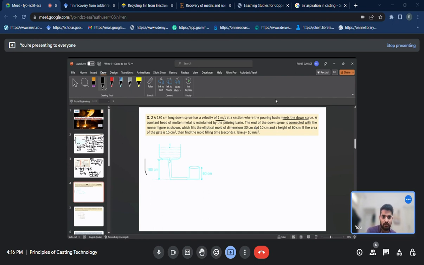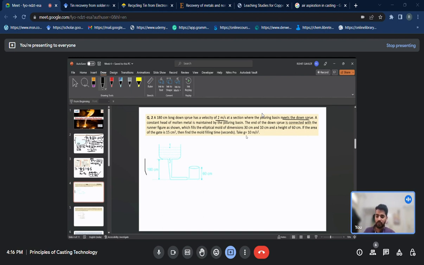The end of the downsprue is connected with the runner as shown in the figure, which fills the elliptical mold of dimension 30 centimeter and 10 centimeter and a height of 60 centimeter. If the area of the gate is 15 centimeter square, then find the mold filling time.